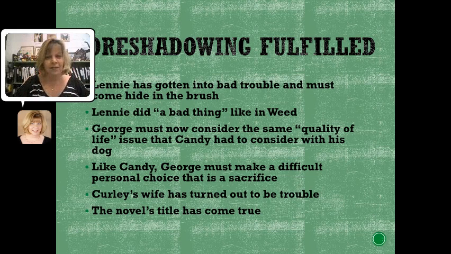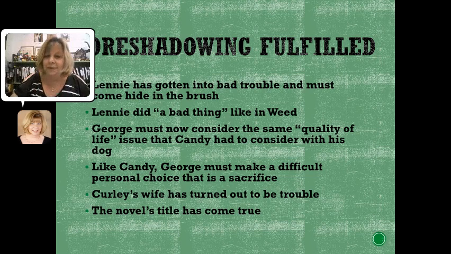George has to consider the same quality of life issues that Candy had to think about with his dog, where Candy was trying to consider, should I go ahead and put this dog out of his misery now, even though it's a sacrifice for me? George has to consider that same idea. What is Lenny's life actually going to be like if he's caught by Curley and his gang? So like Candy, George has to make this difficult personal choice that becomes a sacrifice, but it's for the betterment of the creature that's loved.